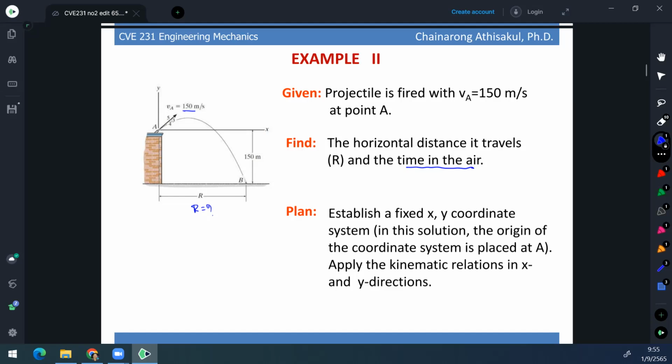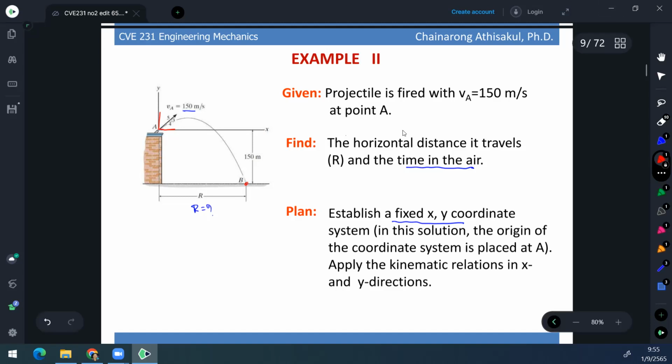So then we start by establishing the fixed xy coordinate. For this case we may set up the xy coordinate at point A, that is the starting point. We set up like this. It means that the final position, point B, with reference to point A, should be 150 meters below the reference axis. So it should be a negative value.